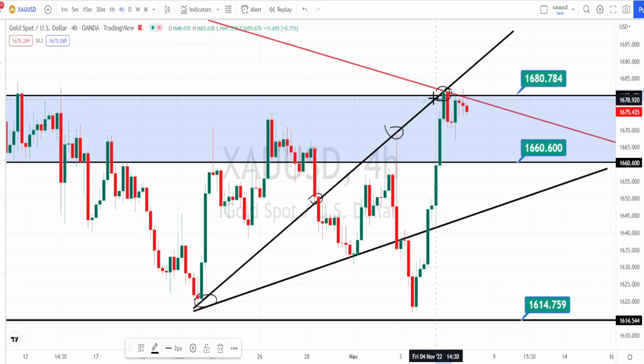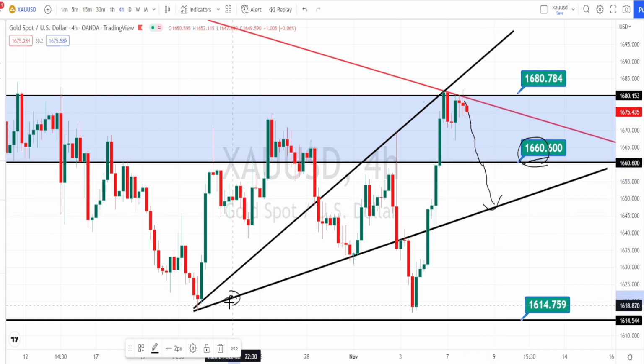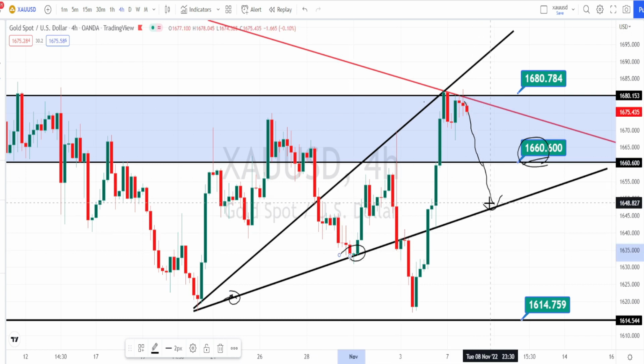So currently it has tested this resistance line and we are noticing a little bit of bounce back from this resistance line. So even if the price action bounces back, we have the next level of support from the daily time frame, which is around 1660, which it has to break in order to trend down on the bearish side. And again we have one more trend line or support line, which will again act as a support level for the current price action if it trends on the bearish side.